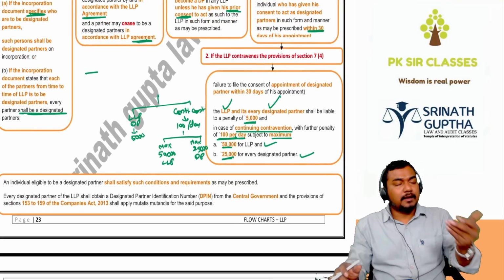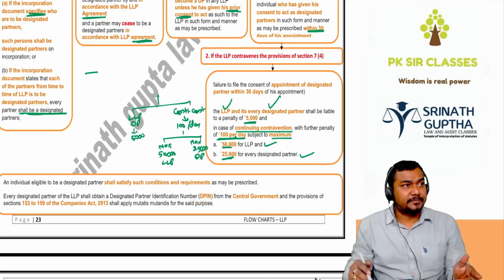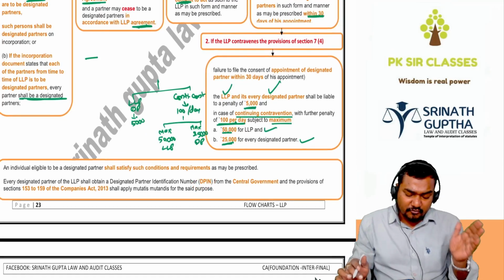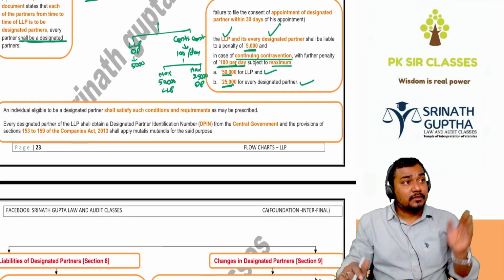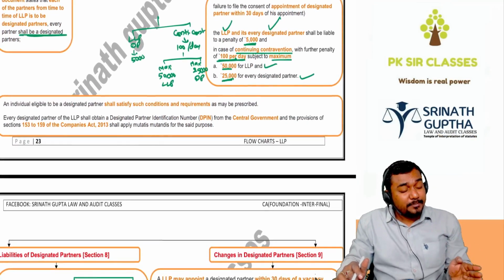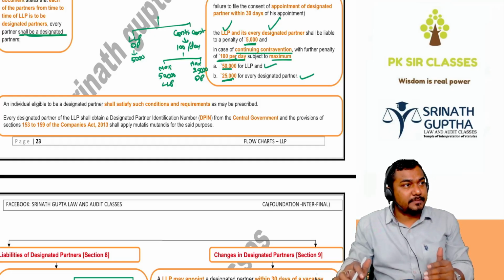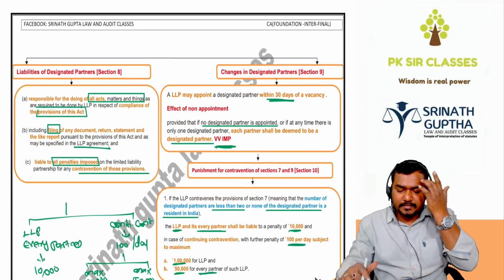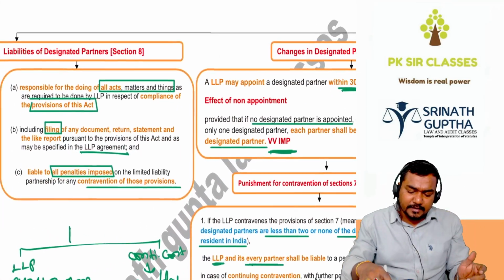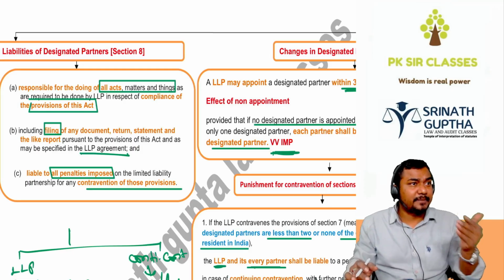Next, if you want to become a DP, you have to obtain the DPIN, designated partner identification number, from the Central Government as per Sections 153 to 159 of the Companies Act. Sections 153 to 159 contain the procedure for issuing the DIN number. The same procedure is applicable to the LLP Act also, because whenever the LLP Act is silent, the Companies Act will be applicable.